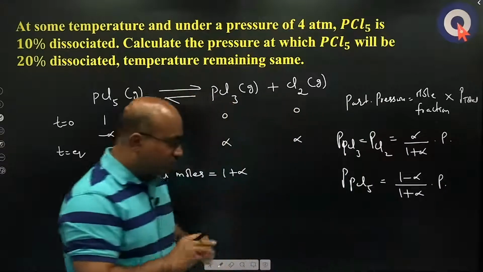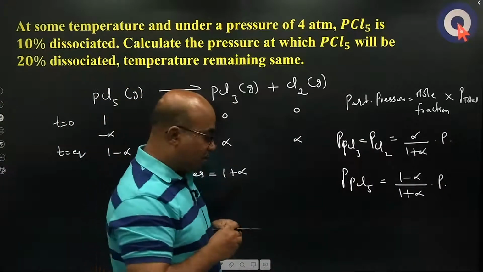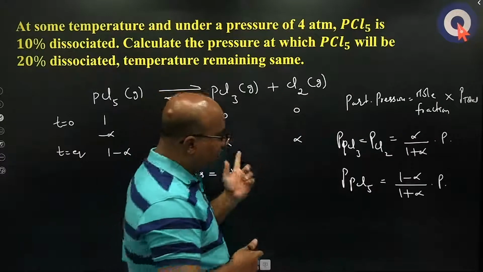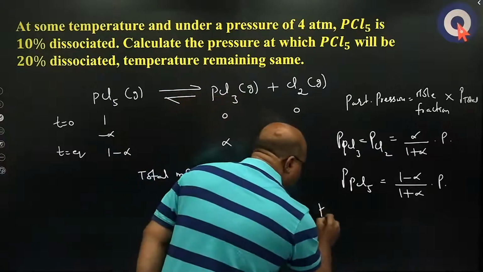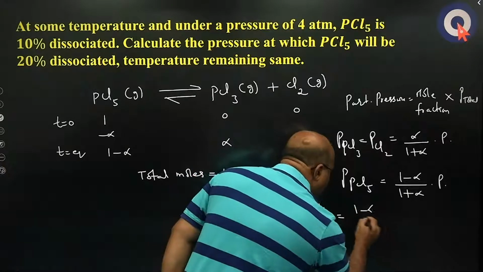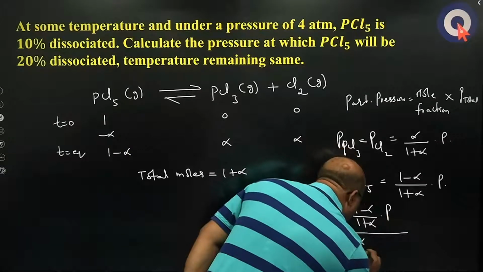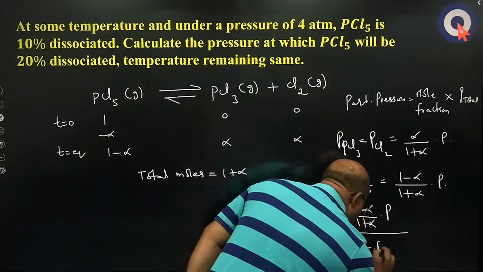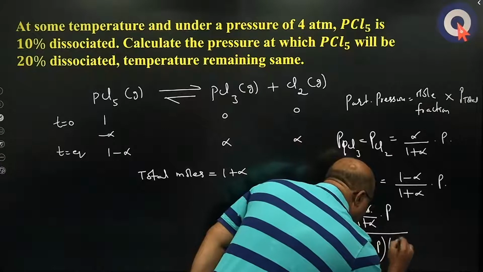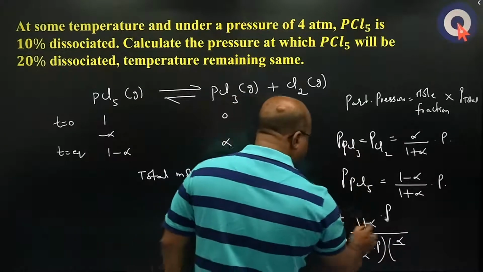If we use this type of expression, we can directly measure. So let us write it in derivation form. What is Kp? It is P of PCl5, that is 1 minus alpha by 1 plus alpha into P, by alpha by 1 plus alpha into P, that is PCl3 into Cl2. Sorry, this is reversed, no? So we have to write Pp.